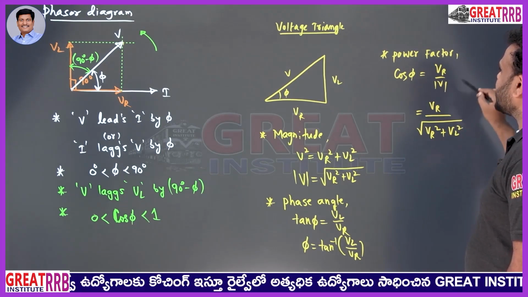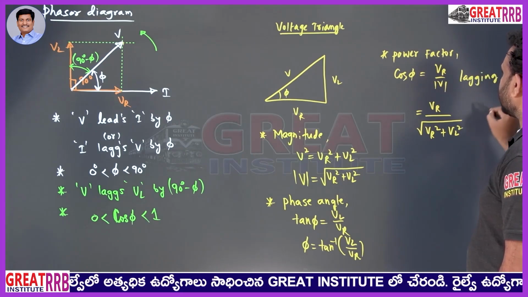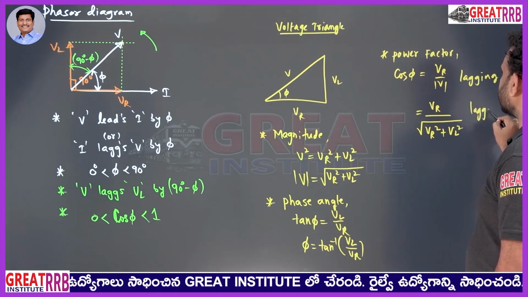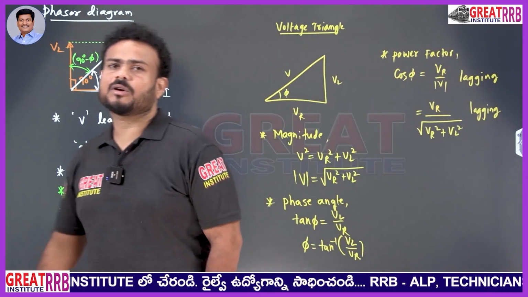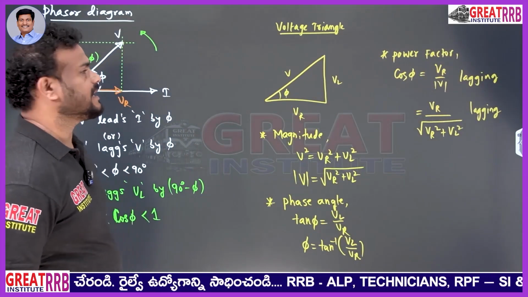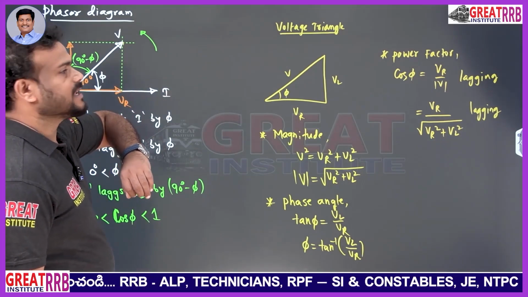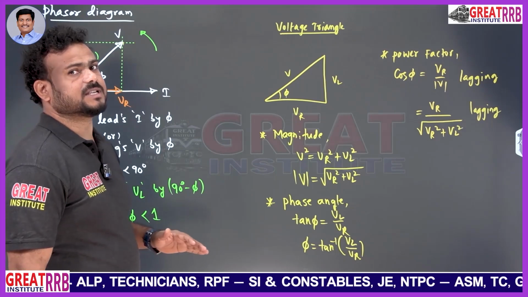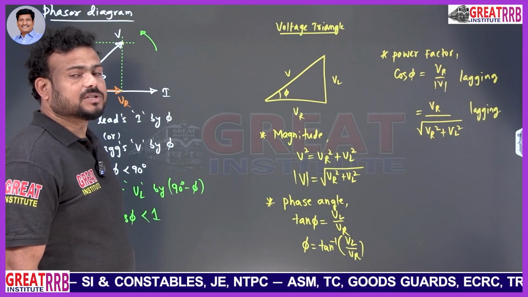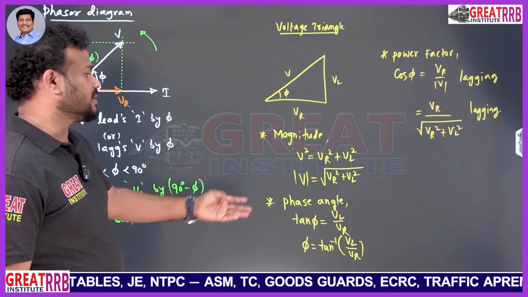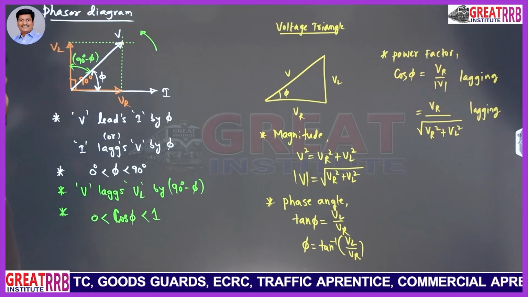And here the power factor, leading or lagging? The power factor must be lagging. Why, sir, lagging? Because here the current is lagging. You can observe this current. So as the current is lagging, the power factor must be lagging. So remember this point. Whenever a question is asked in AC circuit with respect to RL or RC circuit, the question must be related to the magnitude, the phase angle, and the power factor. That's it. Remember these basic steps.